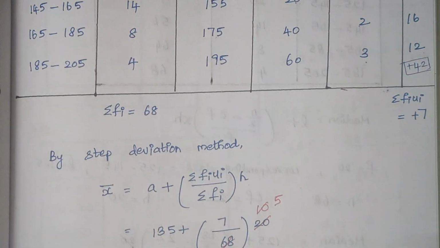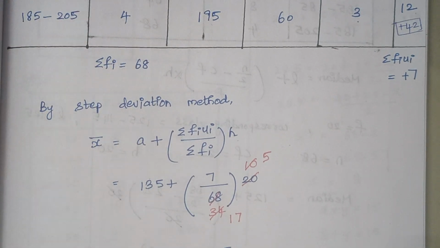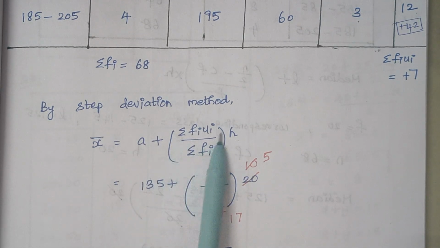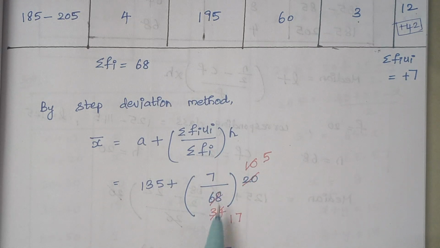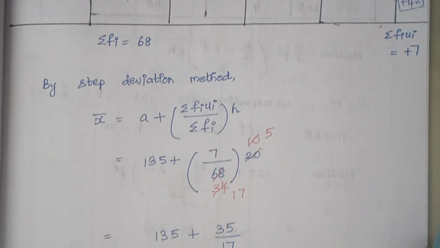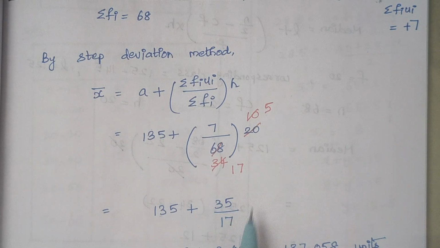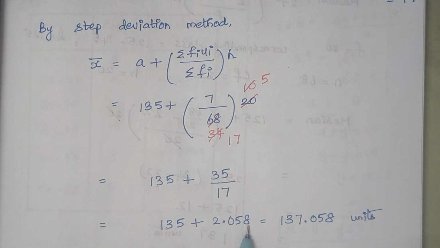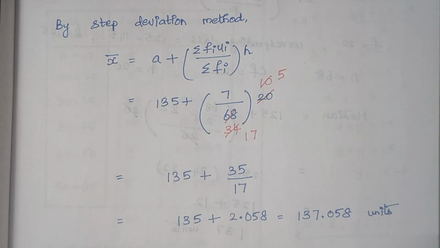So here the formula is x bar is equal to a plus summation of fi ui by summation of fi into h. So a is 135, summation of fi ui is 7, summation of fi is 68, and the value of h is 20. Again when you solve, 20 and 68 we can cancel by 2, and here the answer is 5 and here it is 17. So 135 plus 7 fives are 35 by 17, and when you simplify, we get the answer as 2.058, and when you add, the final answer is 137.058 units.